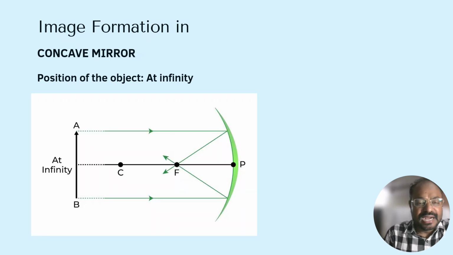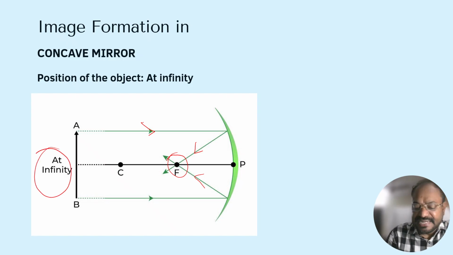Image formation in a concave mirror: the object is going to be positioned at infinity. At infinity means the rays are going to be parallel. You can see the rays are parallel, and they meet at the principal focus F. So the object is going to be at infinity.